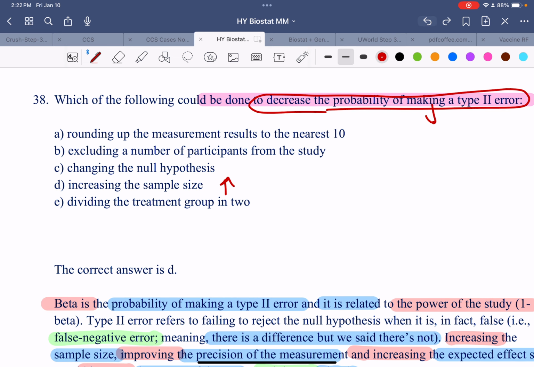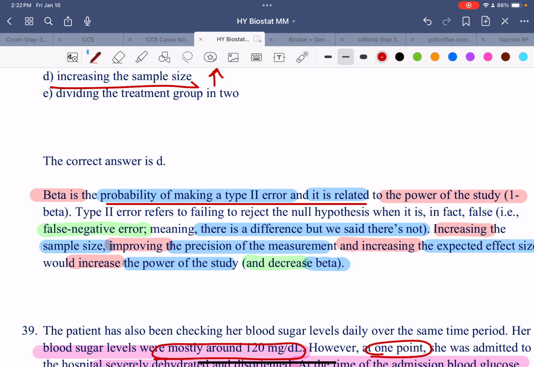So what is beta? The probability of making a type 2 error is known as beta, and this beta is related to the power of the study. What is the power of the study? 1 minus beta. And then I told you that type 2 error is also known as false negative error. You say that there is a difference, but actually there isn't, right? There is no difference, and you falsely conclude that there is a difference.